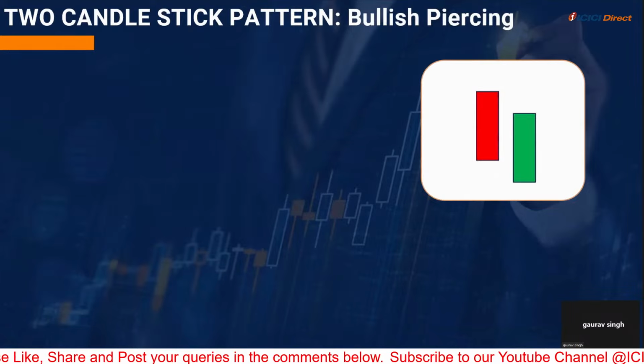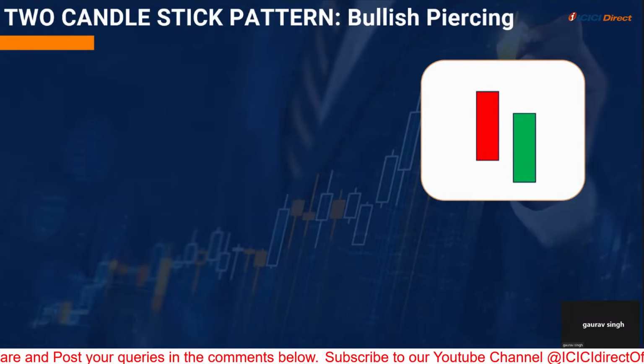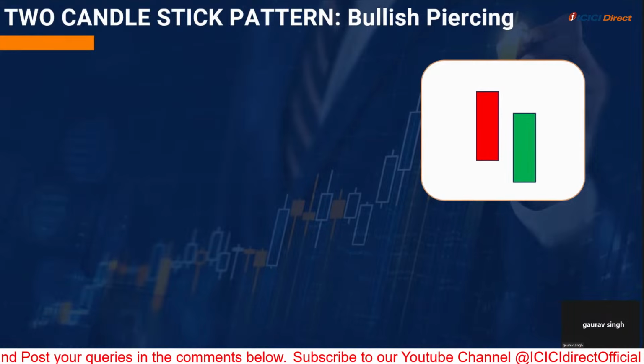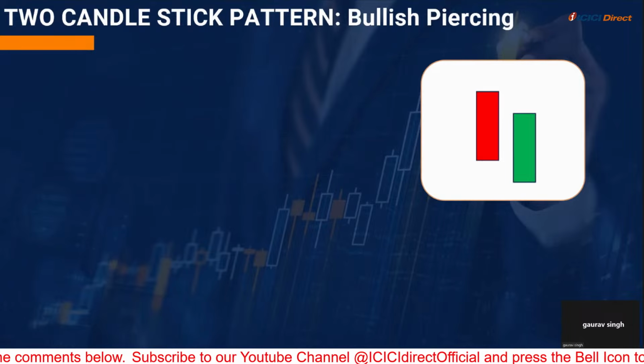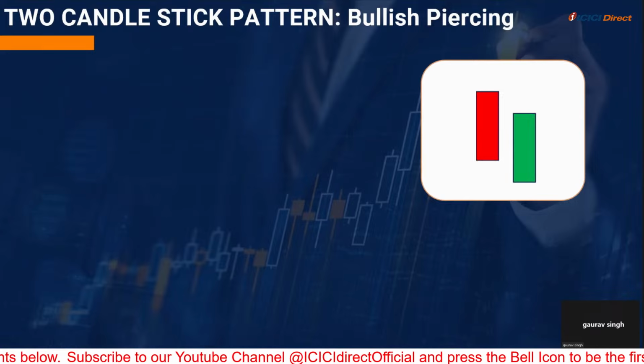Once we are done with the piercing candlestick pattern, we are through with the two candlestick patterns which are there in theory. So let us start with today's session. If you guys have any doubts regarding anything, you can just put it in the comment box, and I'll address that and then move on with this pattern.